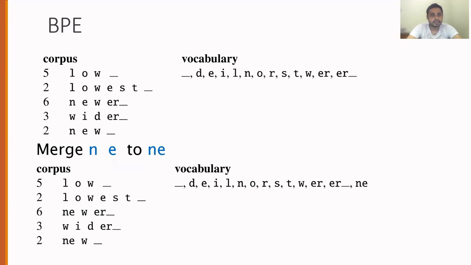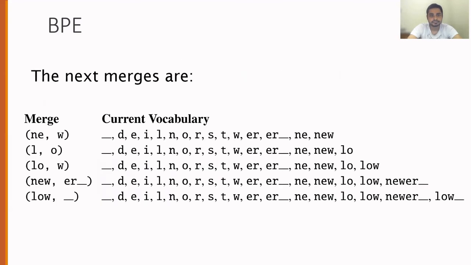We will continue this again to find out what is the next frequent adjacent character. As you can see, N and E are the next most frequent adjacent characters. So we will replace this with a combined symbol NE in the vocabulary and also in the corpus. The next merges are as follows. As you can see, after the final merge, a vocabulary has been created, which are the tokens in the corpus.